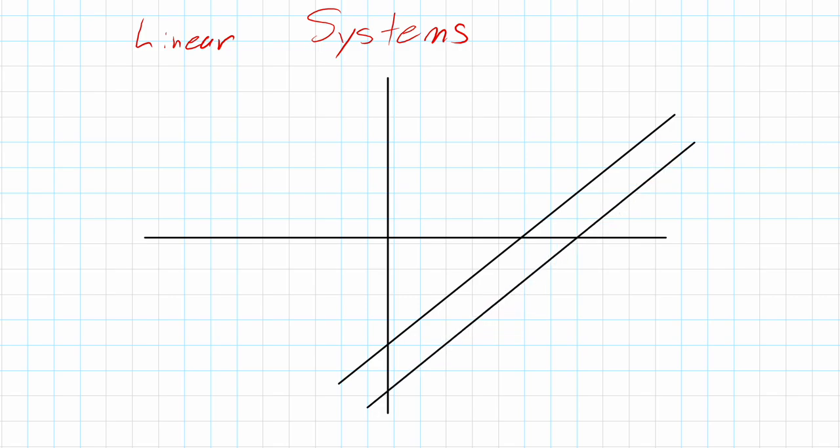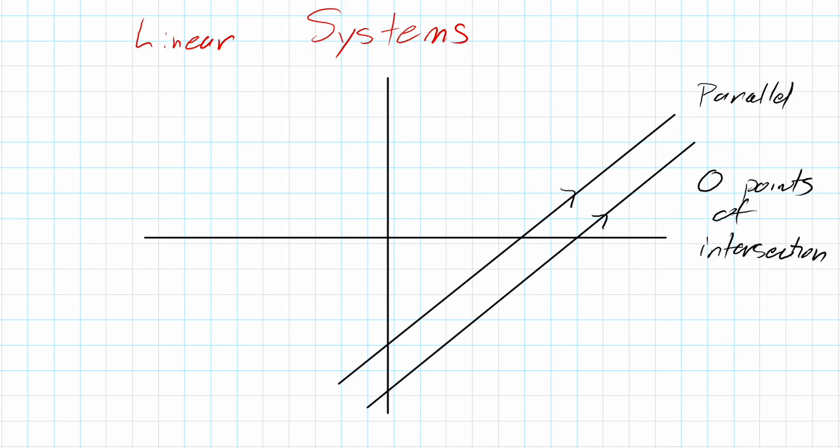Okay? And when you have graphical systems that look like this, which is also a common symbol in math, they're known as parallel. And what this means is that these systems have 0 points of intersection. Okay, so they do not cross. They're parallel. They do not cross each other.